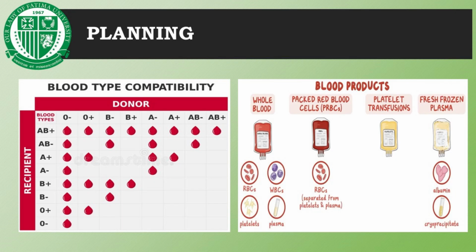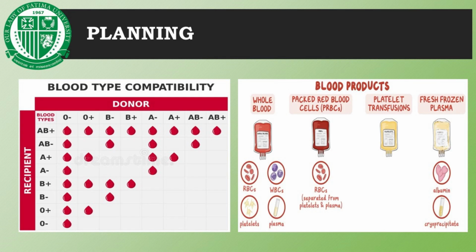This slide contains information on blood type compatibility and different blood products, which is essential in medical practice for safe blood transfusions. The first image is a blood type compatibility chart. The donor-recipient matching shows which blood types can donate to and receive from others. The universal donor is the O-negative, which can donate to all blood types, while the universal recipient is the AB positive, which can receive from all blood types. Remember that compatibility is crucial to avoid immune reactions during transfusion.